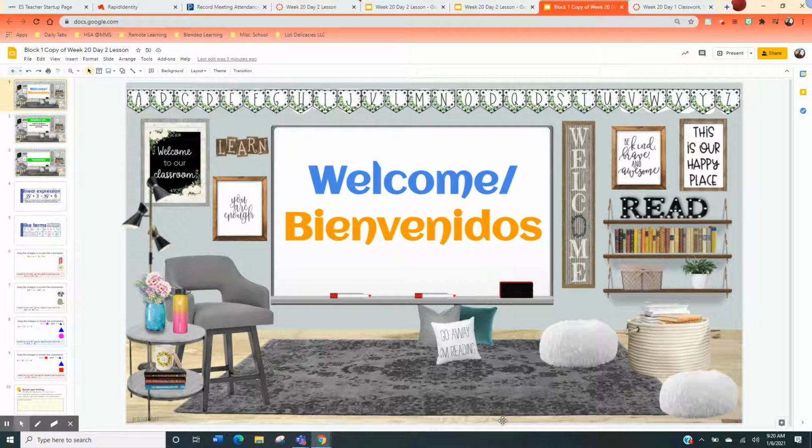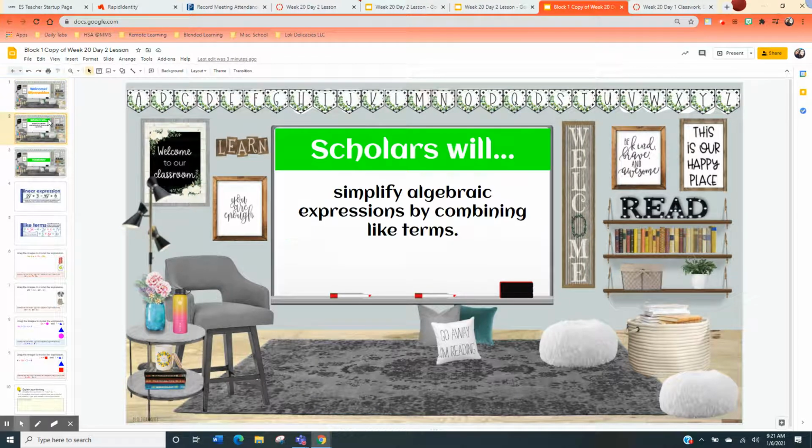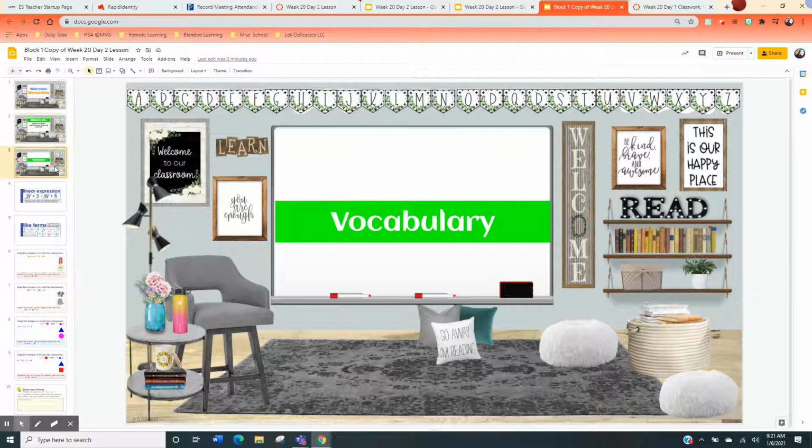Okay, so we're continuing today with day 2 of combining like terms. We are simplifying algebraic expressions by combining like terms. Let's go ahead and look at some vocabulary.